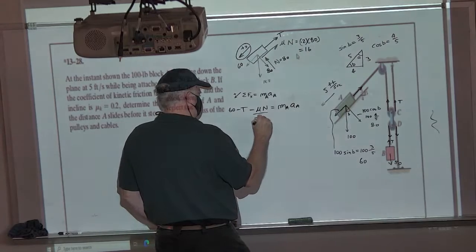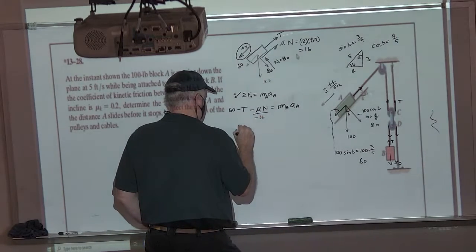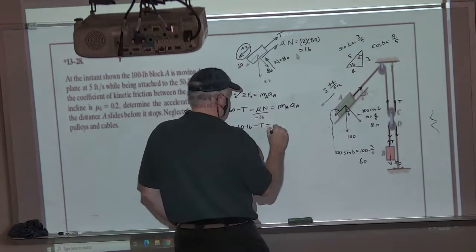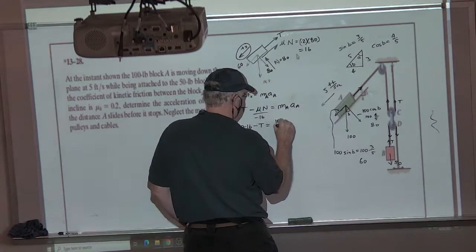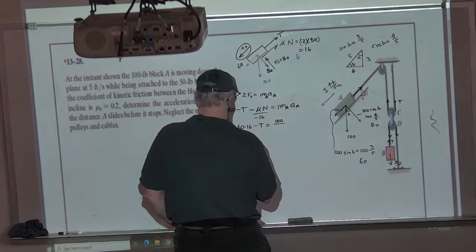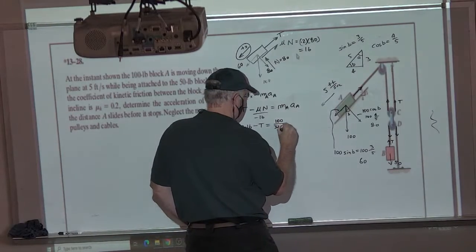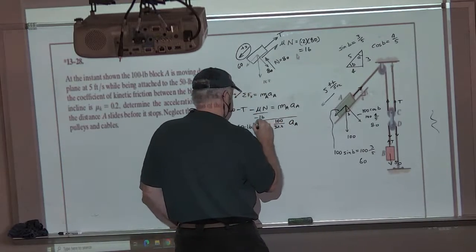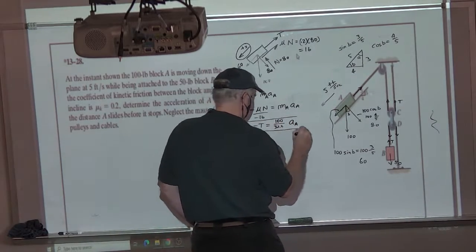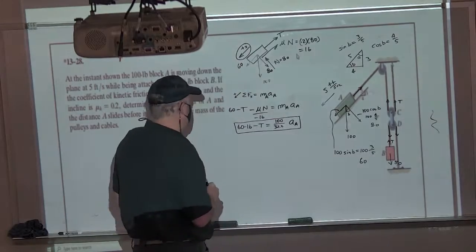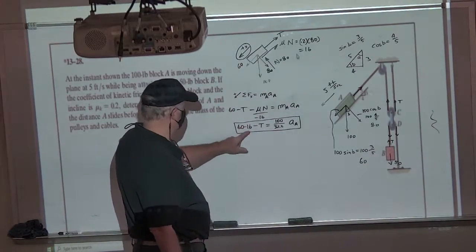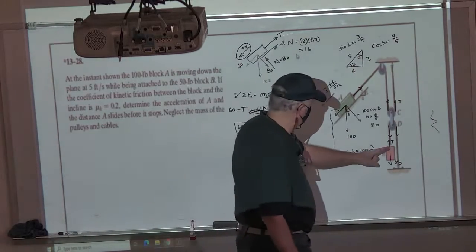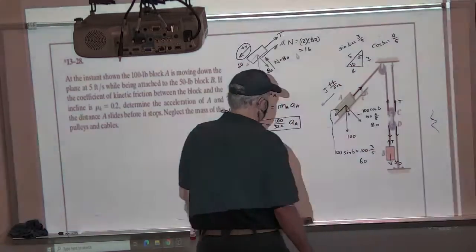Since this became 16, I have 60 minus 16 minus tension equals, I'll go ahead and put this in, 100, I believe, over 32.2, times the acceleration of A. I'm not done yet, but I'm going to box it and deal with it in a minute. I'm going to subtract those off, divide these out, but for the moment, I'm going to work over here on this one.